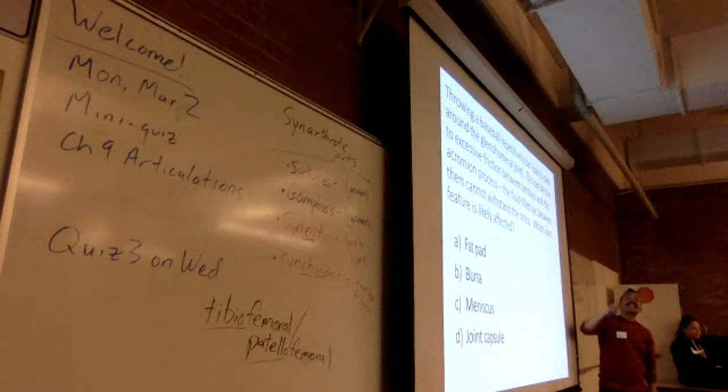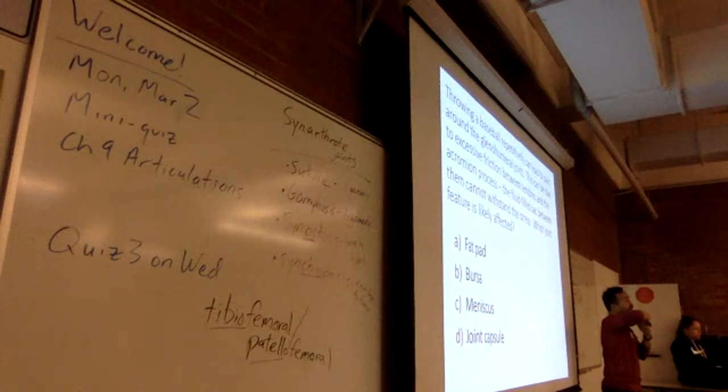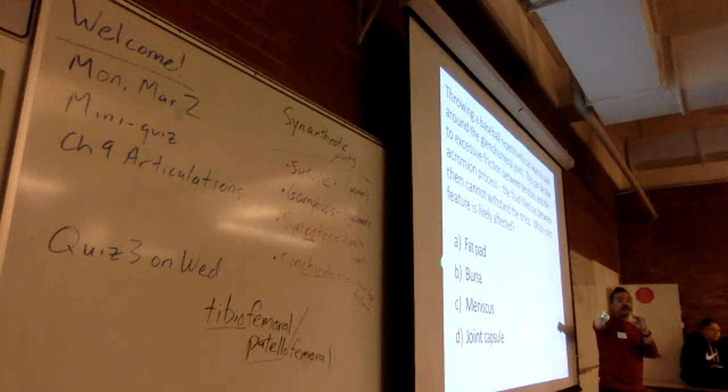Anytime we want to reduce friction between tendons and some bone feature, that means it's outside of the joint capsule. If we're talking about between the articulating parts of the bone, that would be a joint capsule. If we're talking about between a bone feature and something else, that would be a bursa. The answer is bursa.